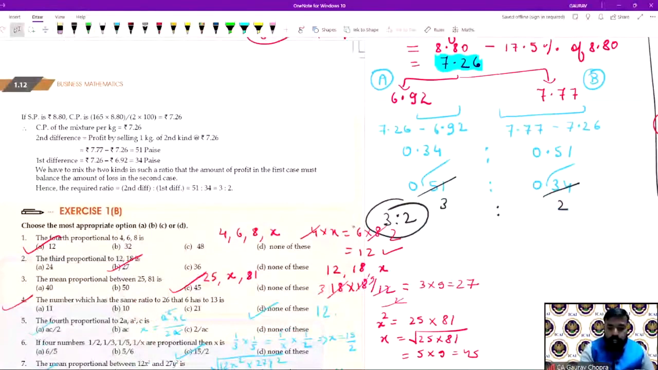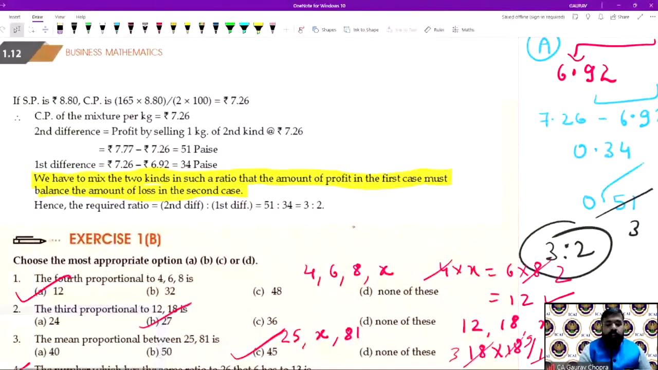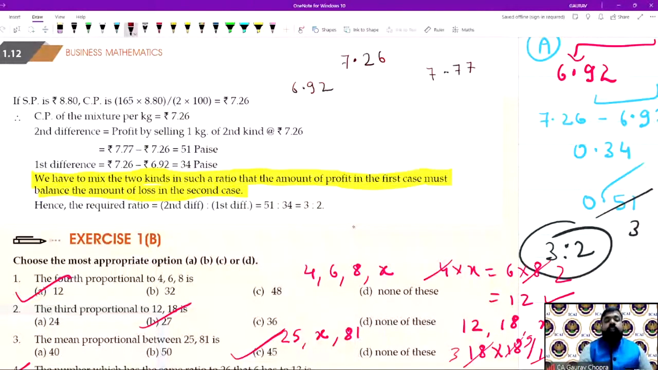Okay, you are asking about this statement. We have to mix the two kinds in such a ratio that the amount of profit in the first case must balance the amount of loss in the second case. See, this statement means that the average cost which we have computed was 7.26. This is the average cost. And the average cost of the first one was 6.92, and the average cost of the other one was 7.77.